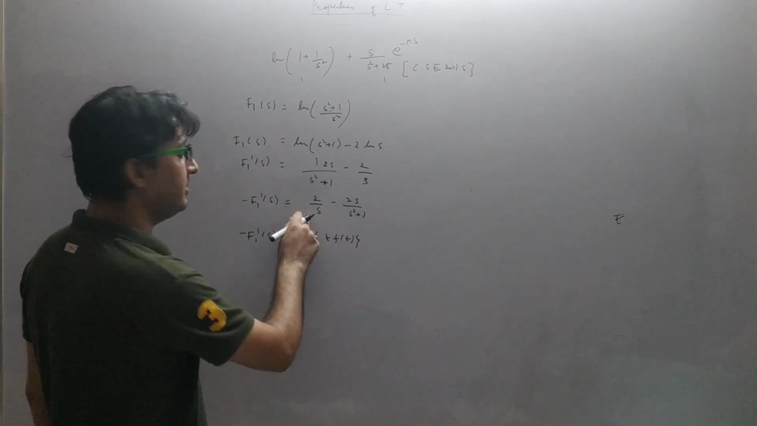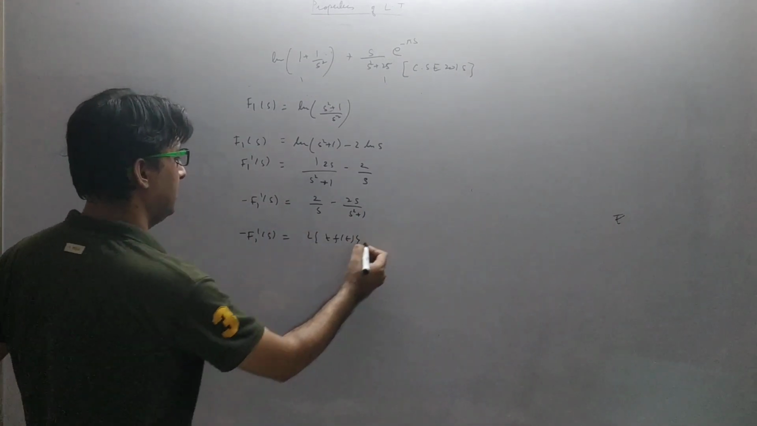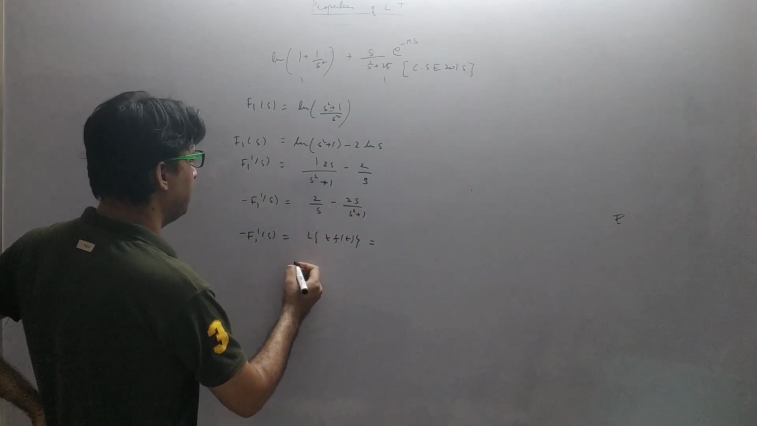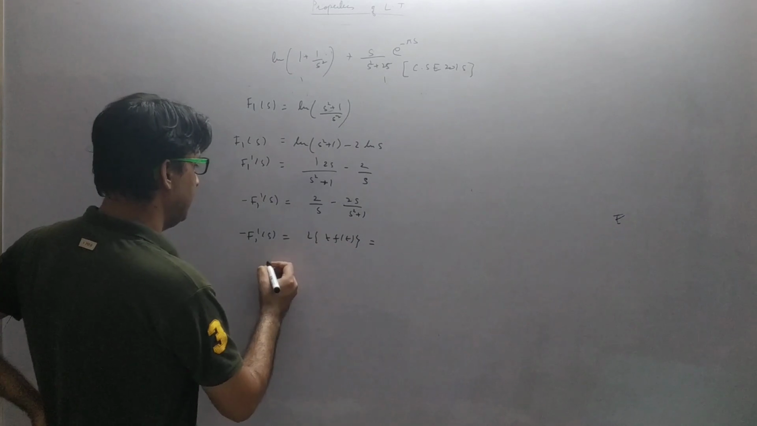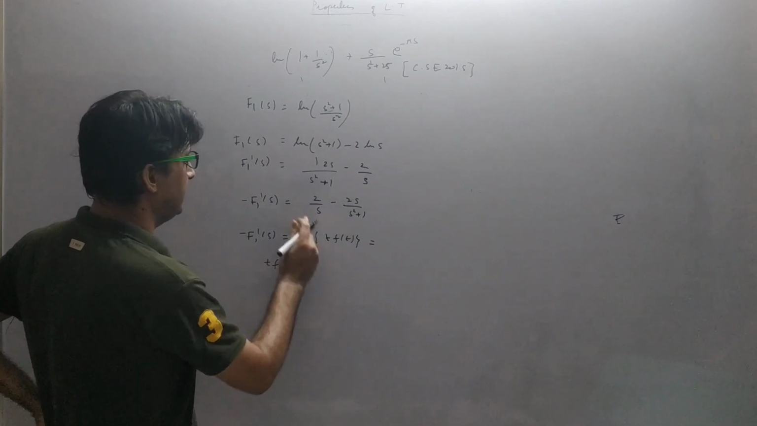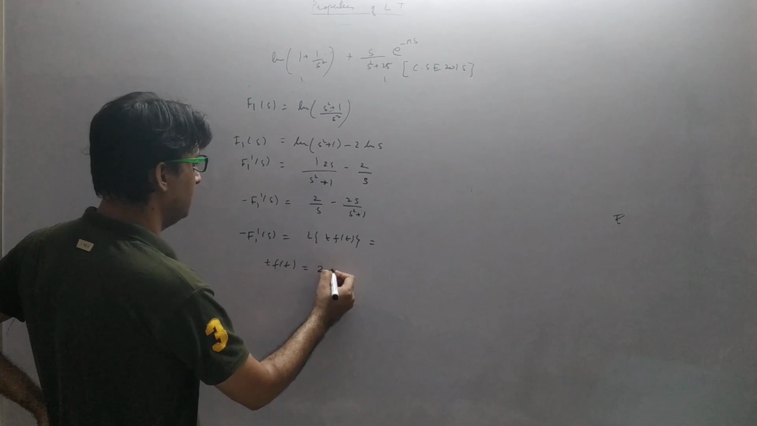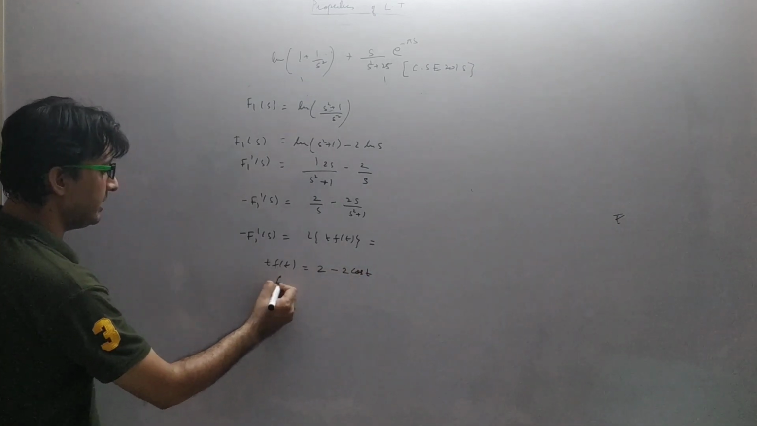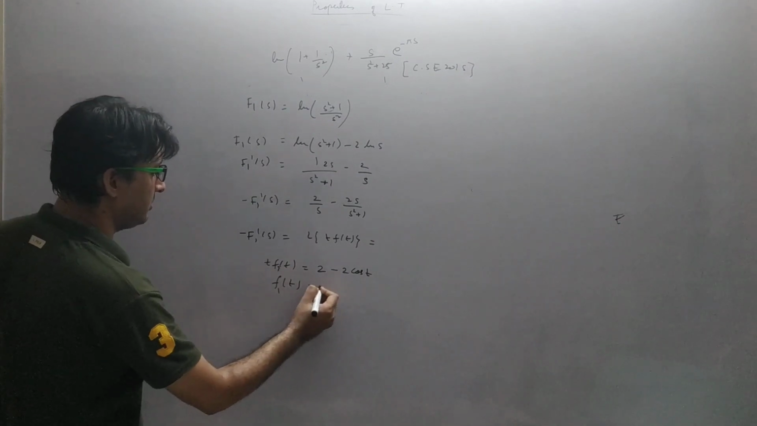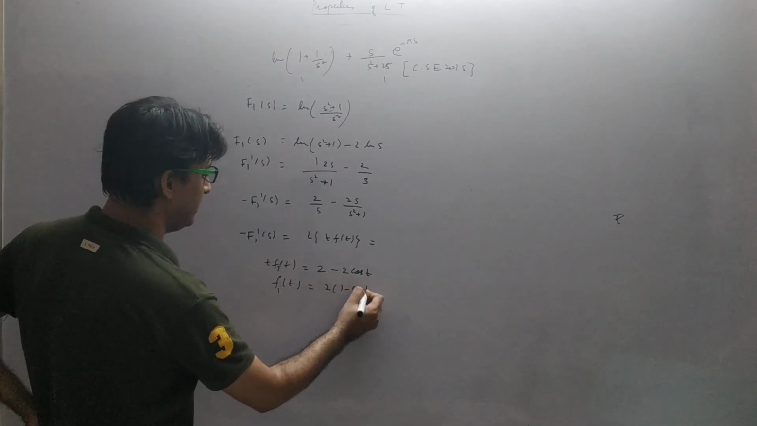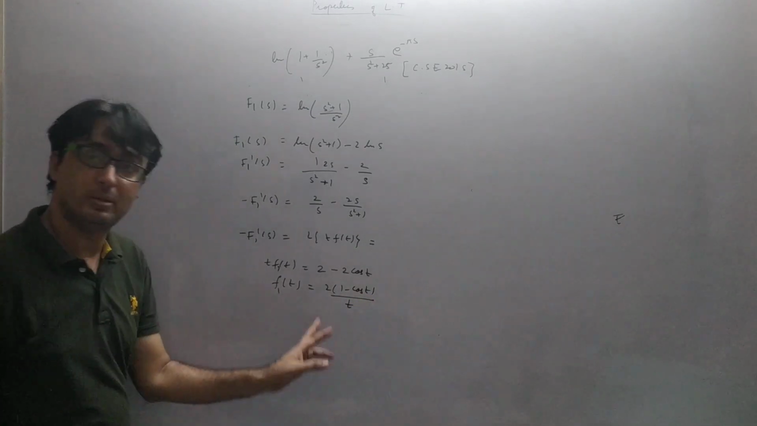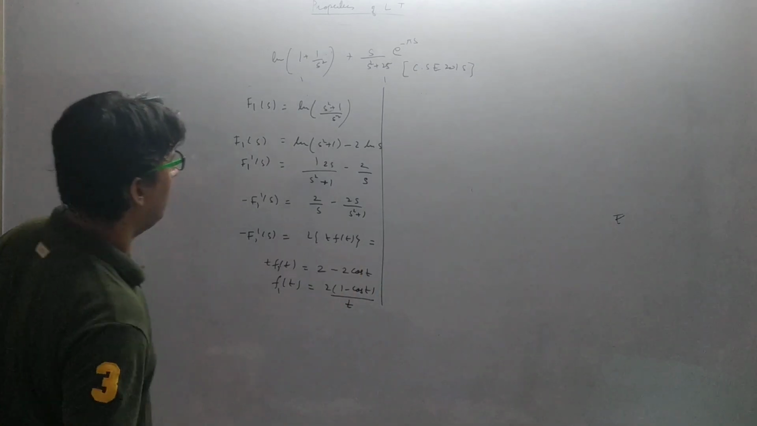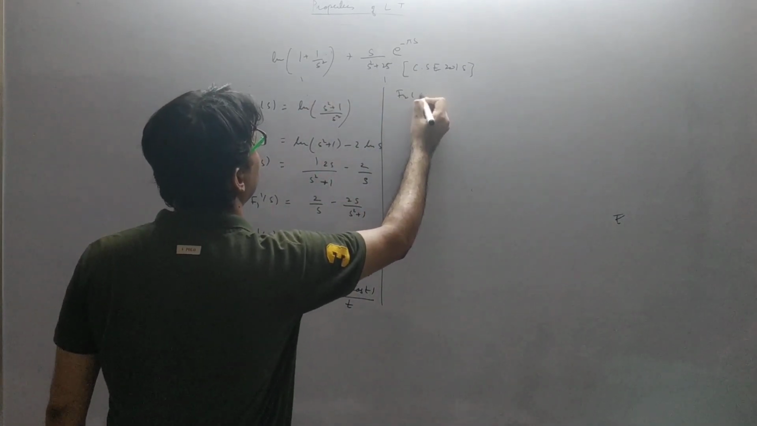So if we just invoke the inverse Laplace transform of this one, what we get? We get the inverse Laplace transform over here is t f(t). Just invoke inverse Laplace transform. What it is? 2 minus 2 cos t. So we get f1(t) is equal to 2 (1 minus cos t) by t. This is perfectly done. So we are done with F1(s). What about F2(s)?